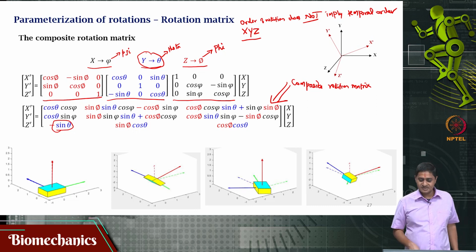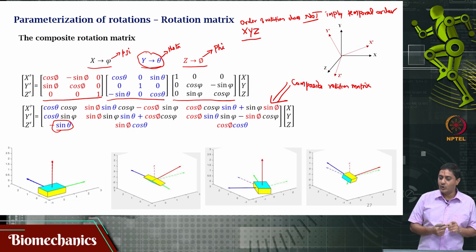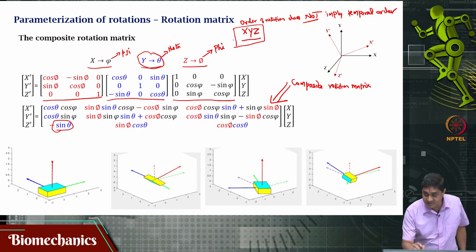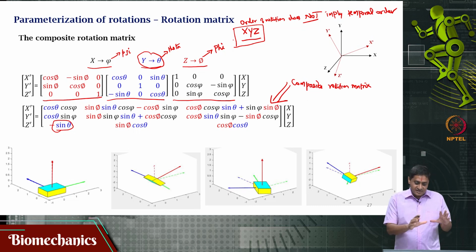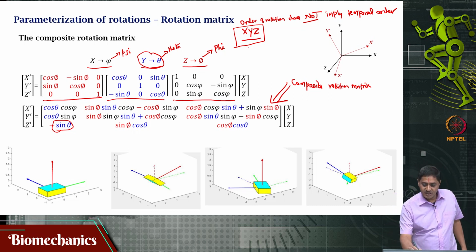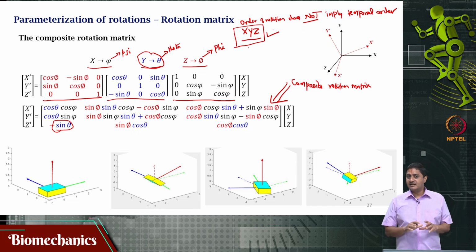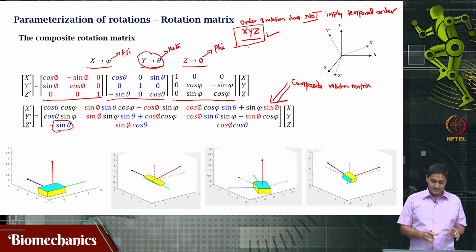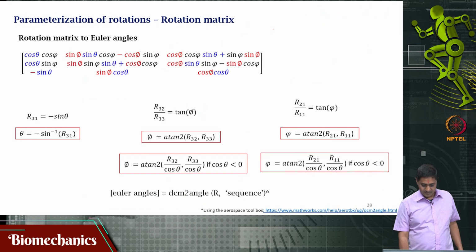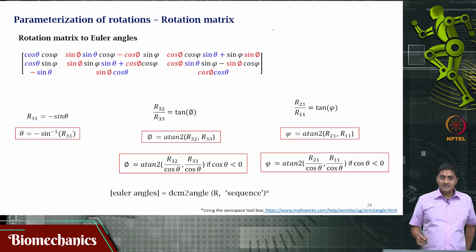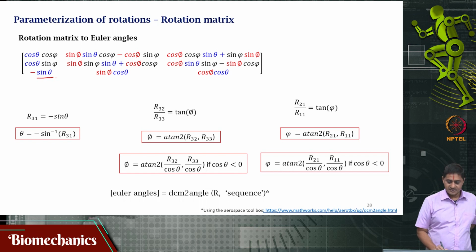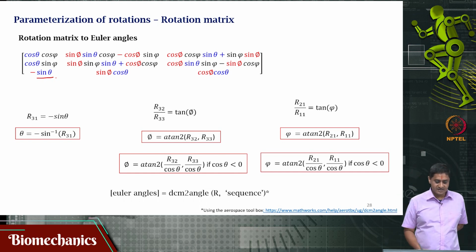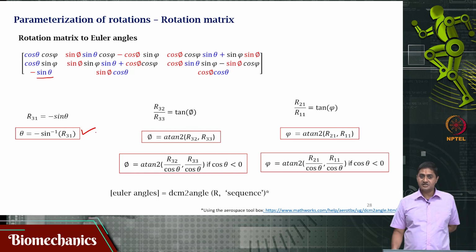If this is the composite rotation matrix, remember this is true only for this order of rotation. Remember this is key. This composite rotation matrix works only for this order of rotation, not for any other order of rotation. So, this is an example. You cannot memorize this, for example. Remember this. So, the element 3 1 is minus sin theta. So, I can find theta as minus sin inverse of this rotation matrix element 3 1, right. Straightforward, I am getting theta.